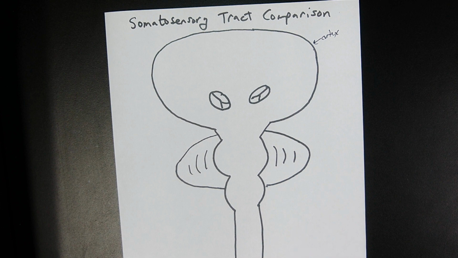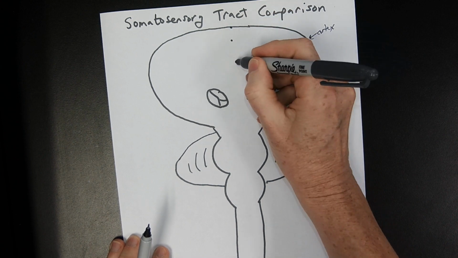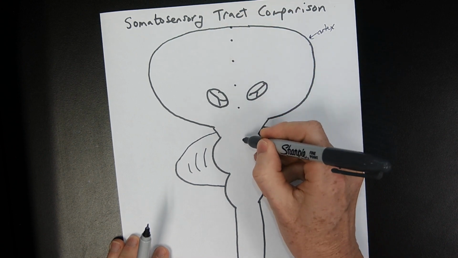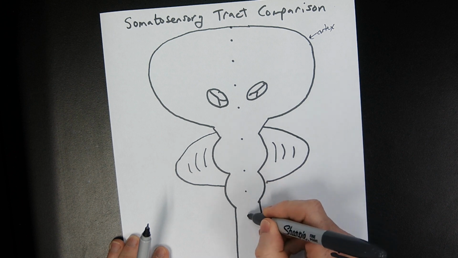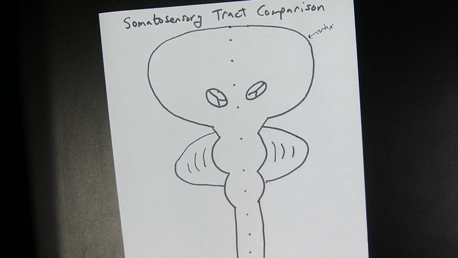Just to make it less crowded, I'd like to put one tract on one side and the other on the other, and you can see the changes. There's a few differences. So if I draw a midline here, it's going to be easier to see when things cross over.